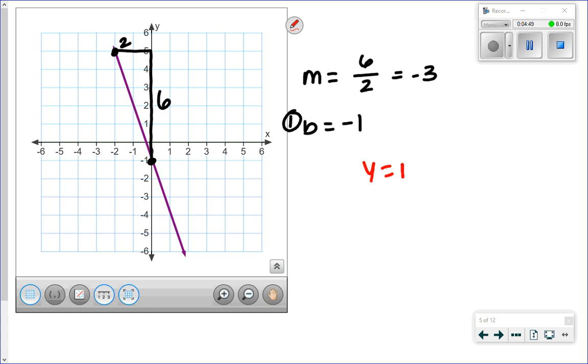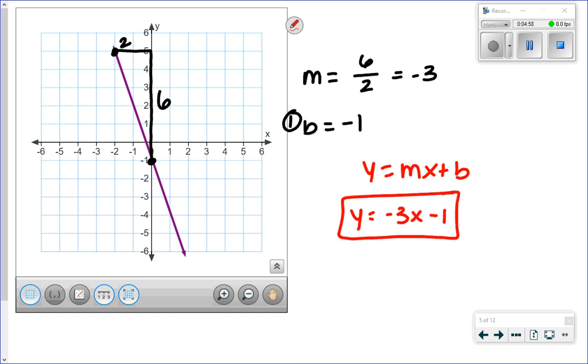So my final equation, y equals mx plus b, should be y equals -3x minus 1. I plugged in my m value and my b value from the problem. And that's how I got my final equation.